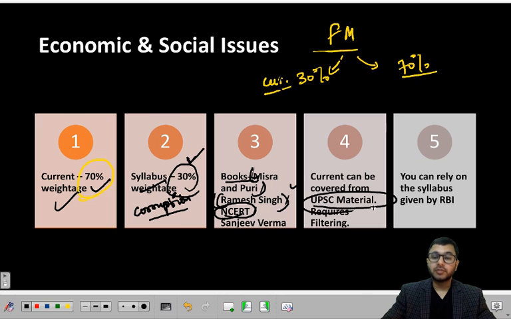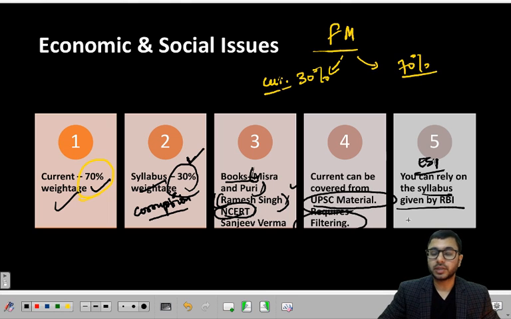Current affairs can be covered from UPSC material, but you need to filter out, because in UPSC different kinds of questions are asked. Here the questions are objective, there the questions are descriptive. There the areas which are covered are a lot more than what is covered in RBI. So some filtering is required. And when it comes to ESI syllabus, yes, you can rely on the syllabus given by RBI. Questions are not asked from outside what is given, not even current affairs, because the terms are too big. Economic growth and development, that is the term, includes everything related to development.